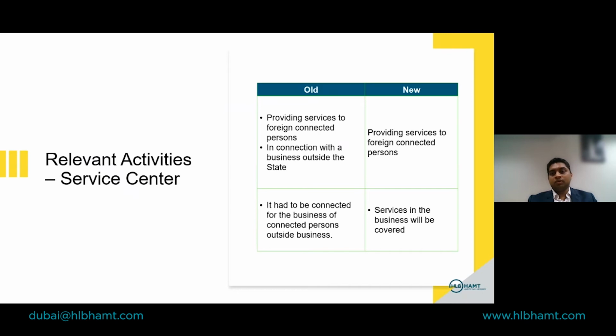Now that is removed. Now it is only if you provide service to a foreign connected person that you are under the category. So now the scope is so widened for the service center that almost all companies which are multinational in nature will fall under this category. Be it any kind of operation being done, it's a multinational company, any kind of revenue generated from royalty, any services, any support fee, every such license will be covered under the service center. This is kind of a residual bucket where everyone will fall. Every multinational company will fall under this.